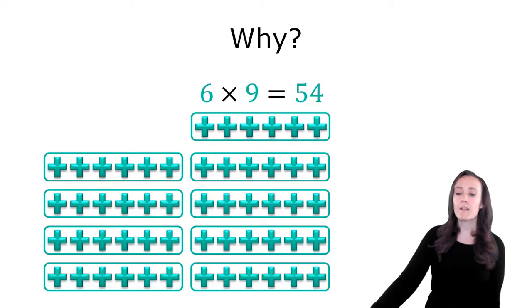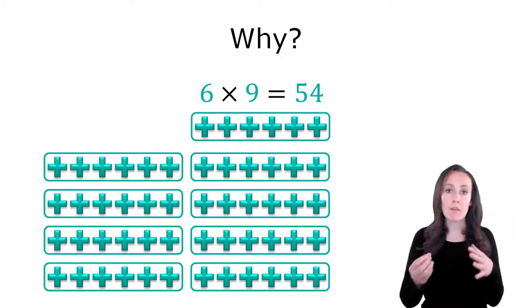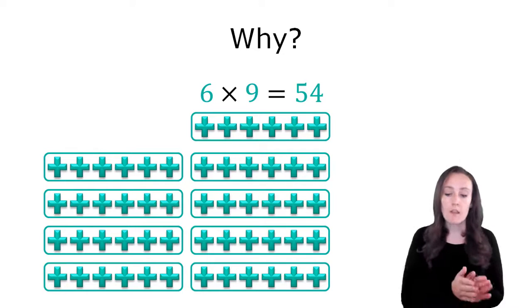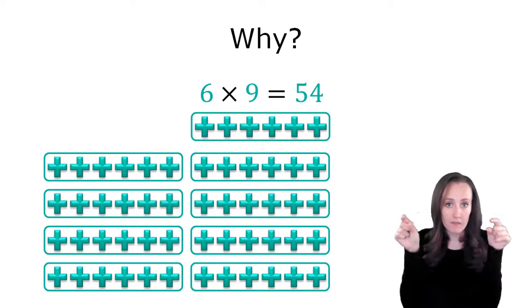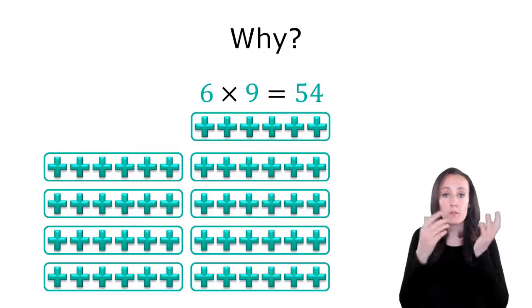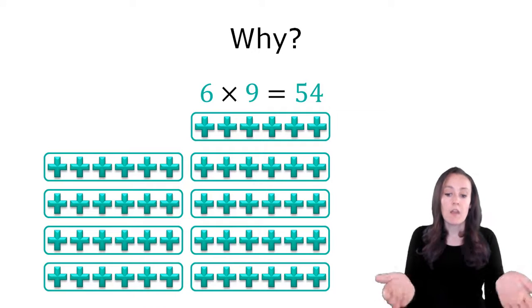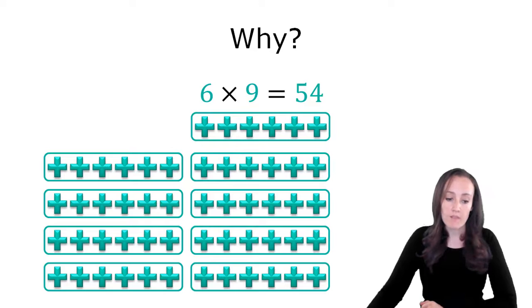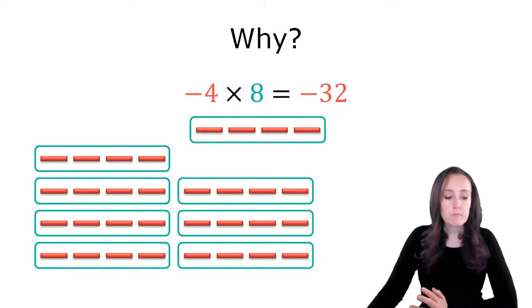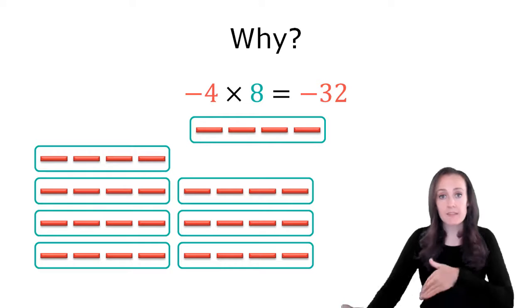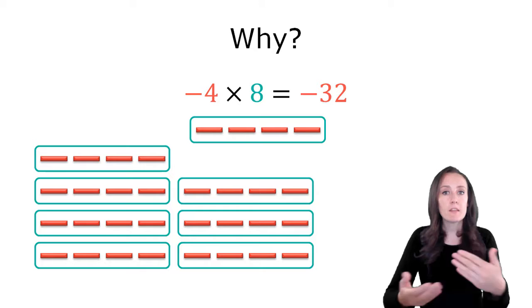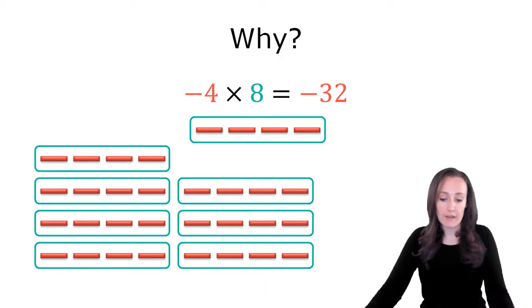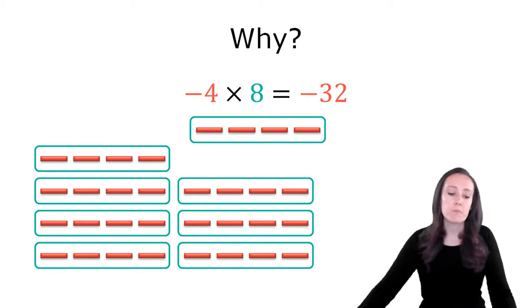If you have 6 times 9, what that means is that you have 9 groups of 6. So if you have 9 groups of positive 6, that means you have 6 positives within every group, and the number of groups is also positive. And so you're going to have a positive 54 as your answer. If you have negative 4 times 8, that means you have 8 groups, and each group has 4 negatives, which means you're going to have a total of 32 negatives. Which is why negative 4 times the positive 8 equals a negative 32.